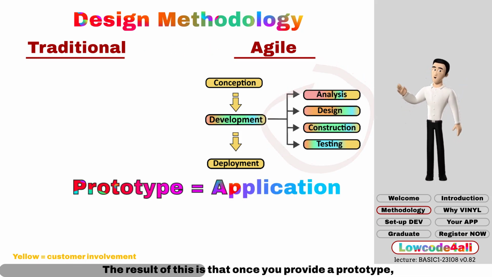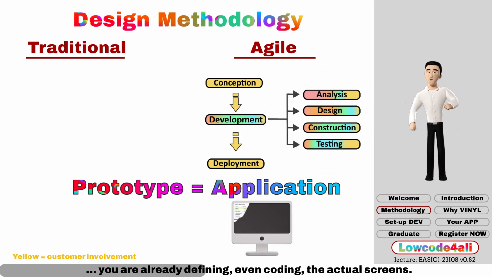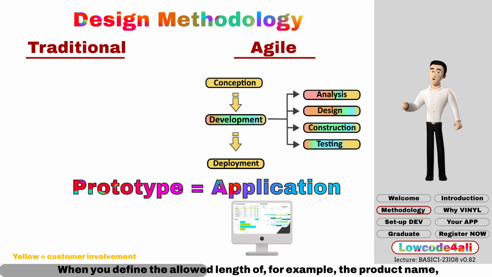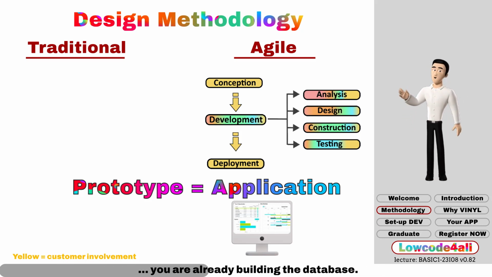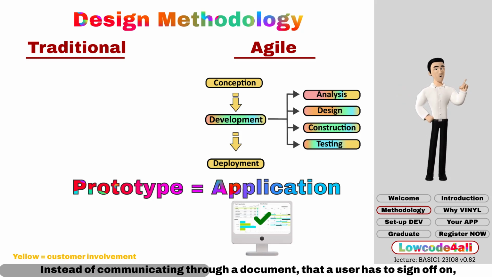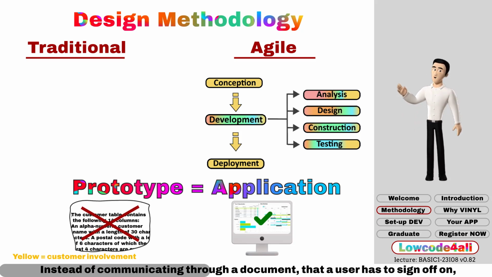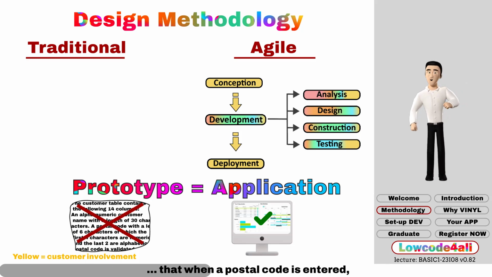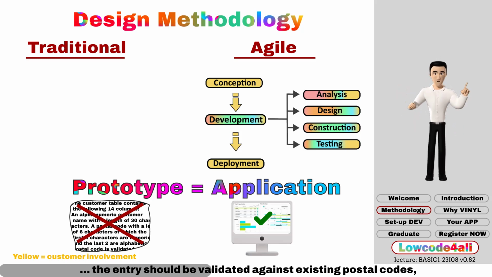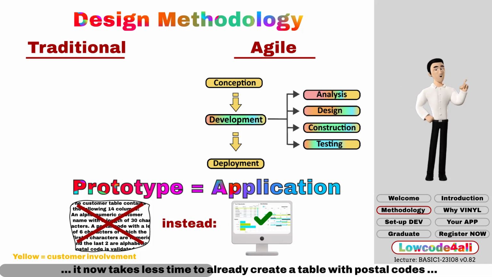The result of this is that once you provide a prototype, you are already defining, even coding, the actual screens. When you define the allowed length of, for example, the product name, you are already building the database. Instead of communicating through a document that a user has to sign off on, that when a postal code is entered, the entry should be validated against existing postal codes, it now takes less time to already create a table with postal codes and show the user that validation does take place.